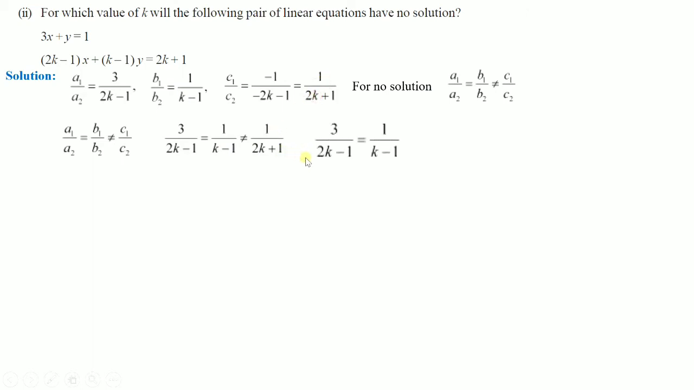So now term by term we will take. First two we have taken, 3 upon 2k minus 1 and 1 upon k minus 1. So we'll cross multiply this way and we will find the value of k. So 3k minus 3 equals 2k minus 1 on the right hand side. So here we have 3k minus 2k on the left hand side, so k, and minus 3 will go to the right hand side, so plus 3 minus 1 is equal to plus 2. So we got the value of k equals 2.